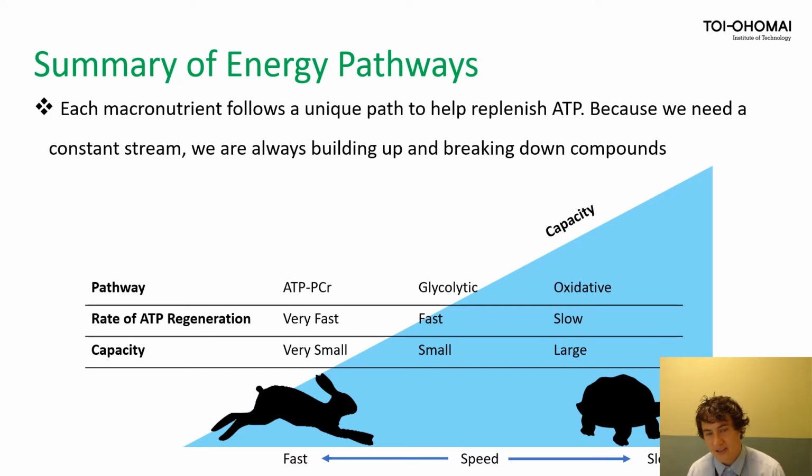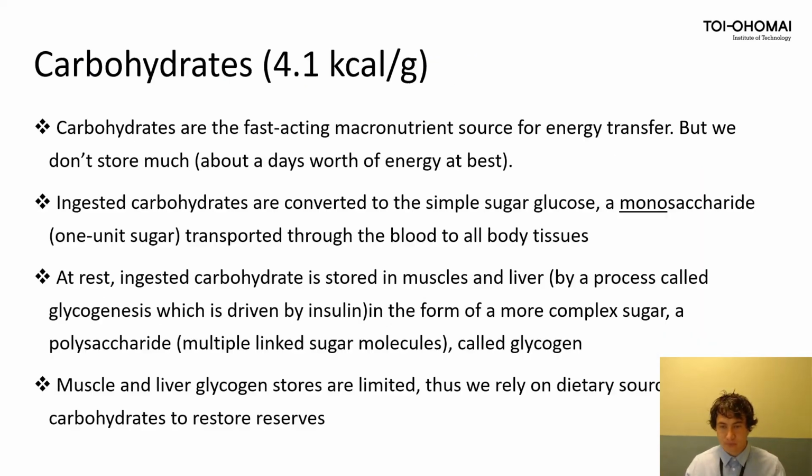And then over on the far side, we've got the oxidative. The rate of ATP generation is really slow, uses lots of byproducts of glycolysis, different nutrients like fats with oxygen, but it can make lots. So ATP-PCR, we can regenerate one at a time. Glycolytic, we're pretty much making two net. And then our oxidative system can, I think it's up to 38 molecules of ATP from carbohydrates and over 100 molecules of ATP using fats as a fuel source.